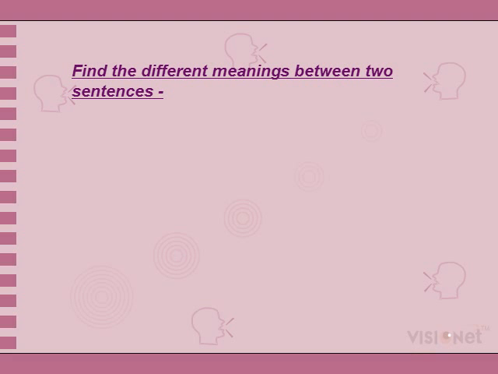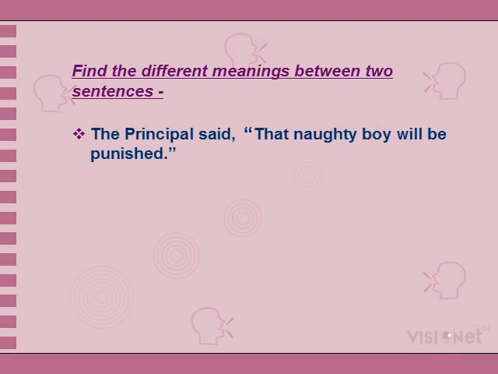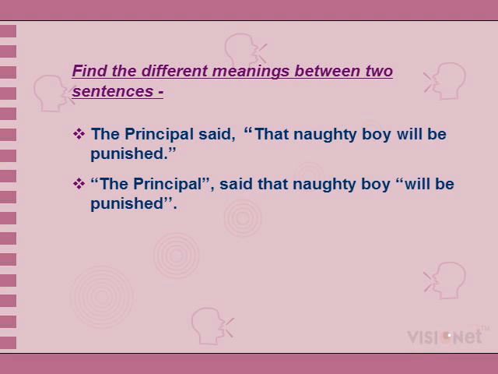Find the different meanings between two sentences. Actually, the sentence is the same, but the punctuation marks are different. The first one is the correct sentence. The principal said, "That naughty boy will be punished." But if we change the punctuation marks, it sounds silly. The principal said that naughty boy will be punished. So the next sentence means that the naughty boy said that the principal will be punished.